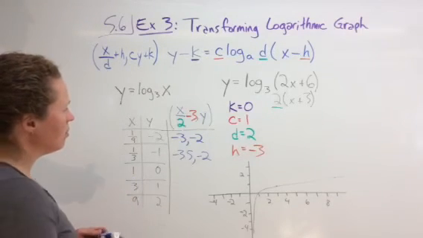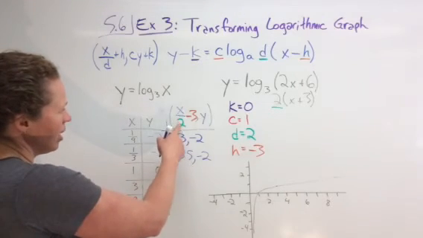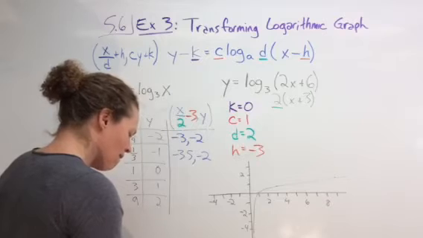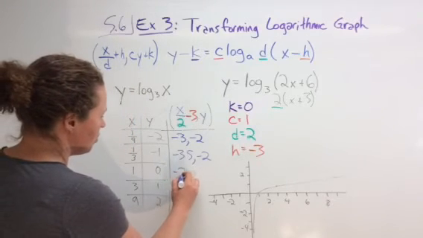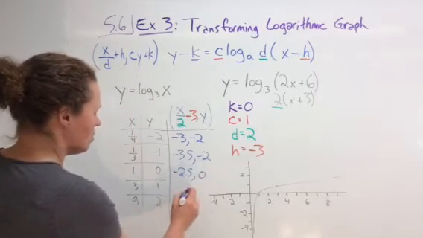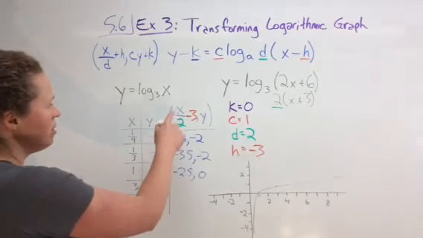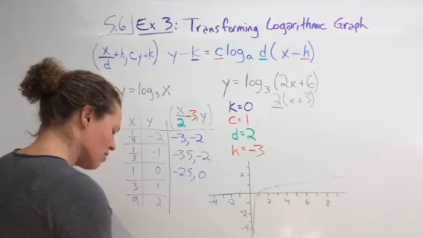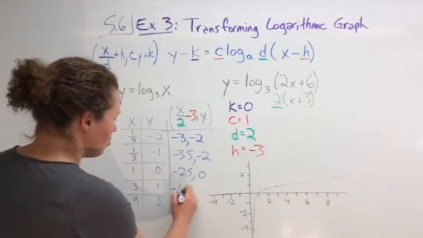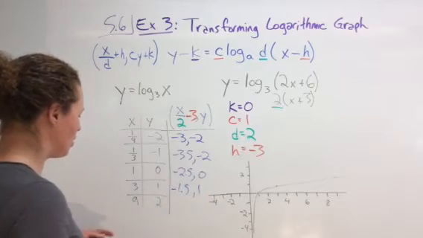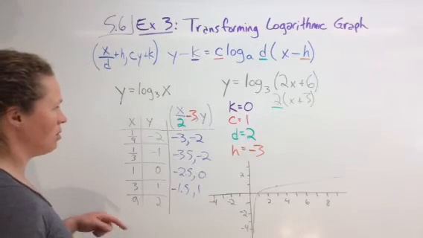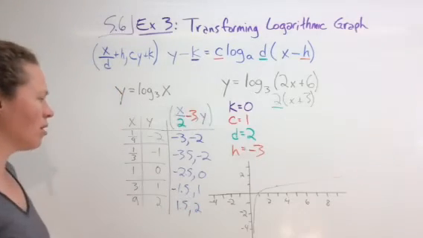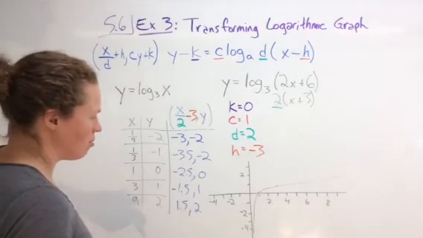1 and 0, so I've got 1/2 minus 3. Now we're getting into a little bit more tangible numbers, so I have negative 2.5 and 0. 3 divided by 2 is 1.5 minus 3 gives me negative 1.5. Now we've got a bit more of a change going on. Now 9 divided by 2 is 4.5 minus 3 is 1.5 and 2. So now we can plot those points to see where our graph is supposed to be.